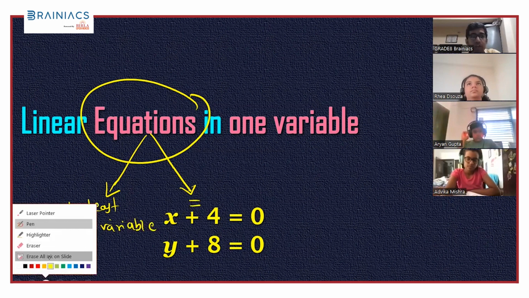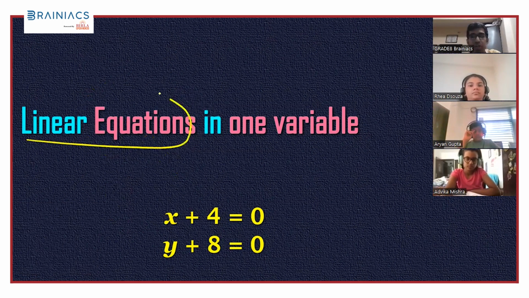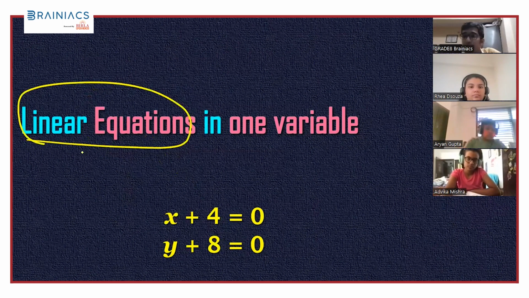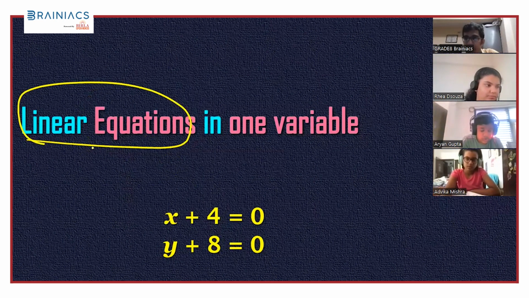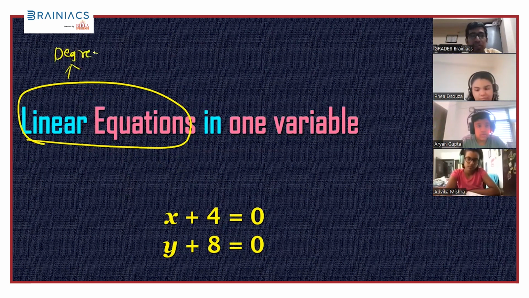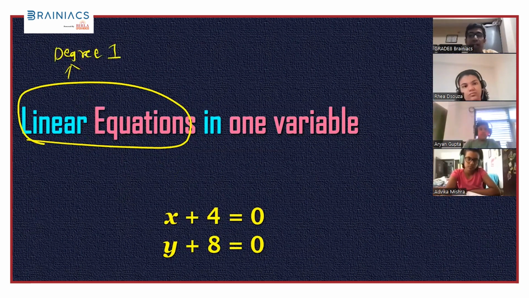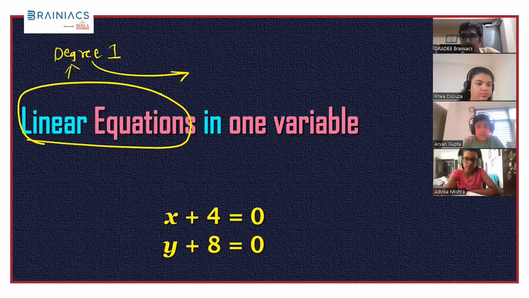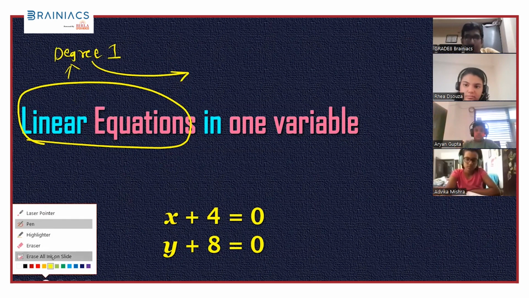Then we understood what is a linear equation. Linear equation means what, everybody? The degree should be 1. Yes, the linear equation means an equation whose degree is 1. And degree means what, everybody? What is the meaning of this word degree? The highest power of the variable. Super. Degree means what, everybody? Highest power of the variable.